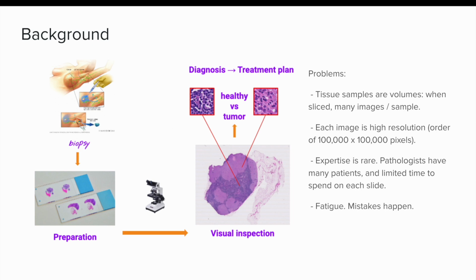In clinical pathology, human tissue samples are most often collected during surgery or via biopsy. They are further processed in order to make glass slides and be examined through a microscope by a medical doctor specialized in detecting and characterizing diseases on a cellular level. However, problems exist. The tissue samples are volumes, and each image is high resolution, while the expertise is rare. Also, the process can be fatiguing and mistakes will happen.